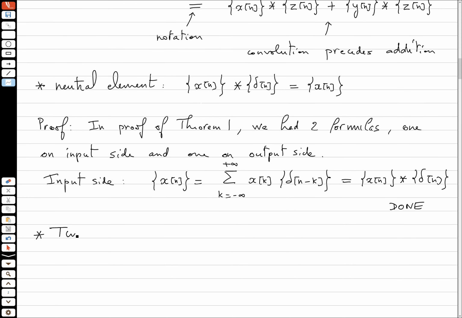I have another property that is called time shift property. This property says if you convolve x of n with shifted delta, okay, can you guess?